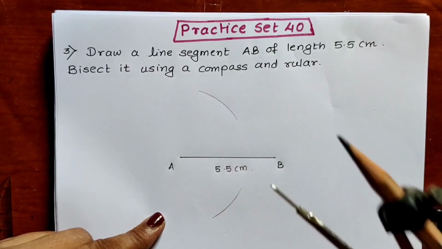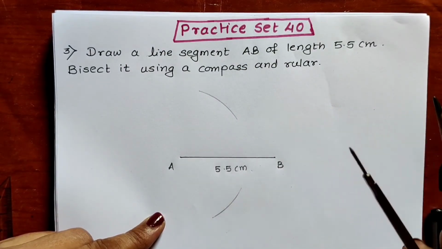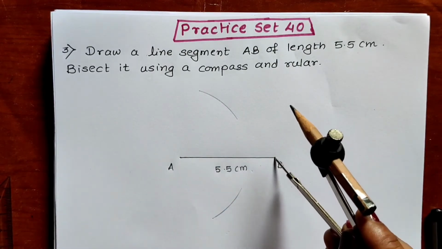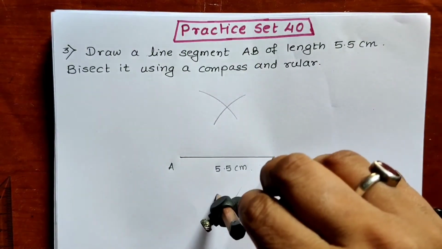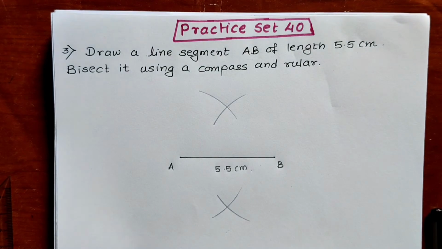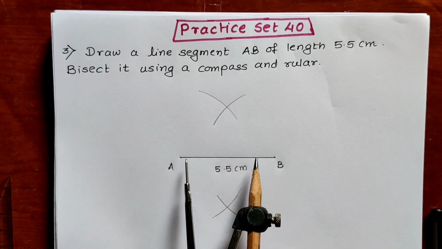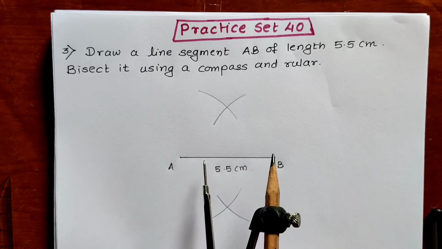Same way, without changing the distance in the compass, we have to place this tip on point B, and we have to draw arcs which cut the previous arcs. In this way, upside, downside, we have to draw 2 arcs which cut the previous arc. We don't need to take any arc on this segment AB. You have to keep this segment AB as it is.